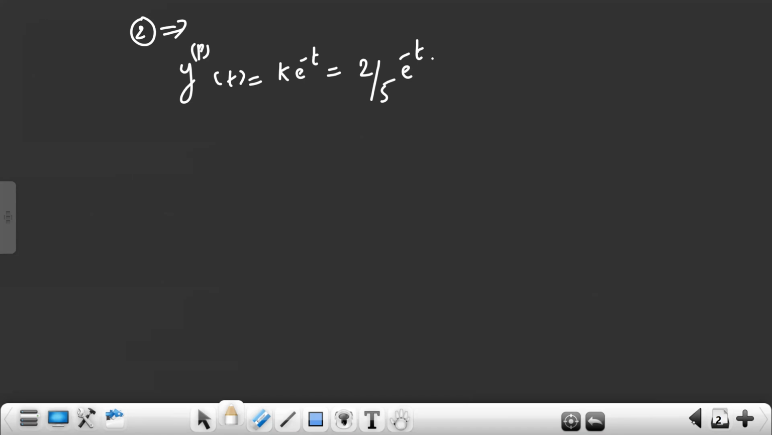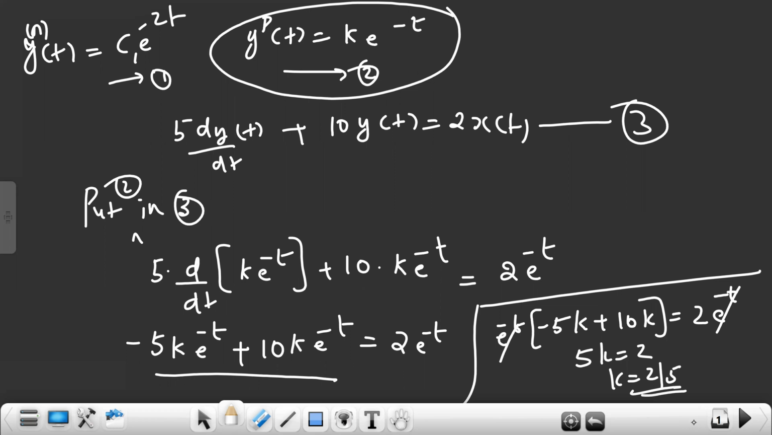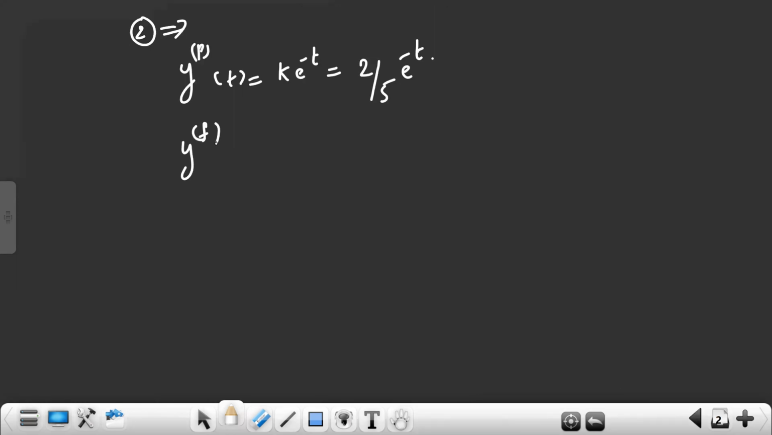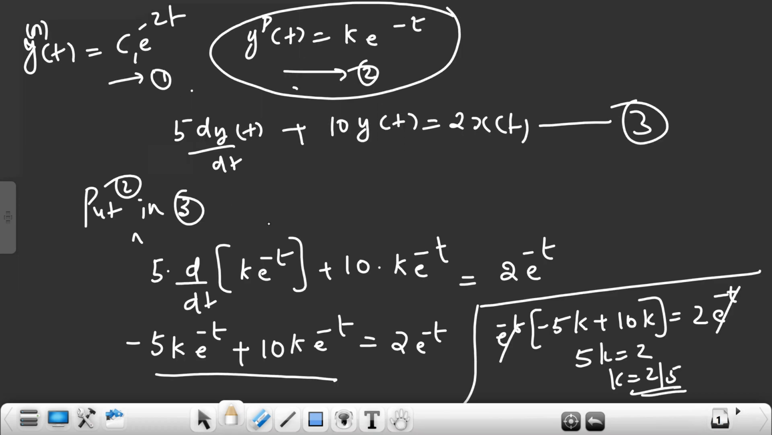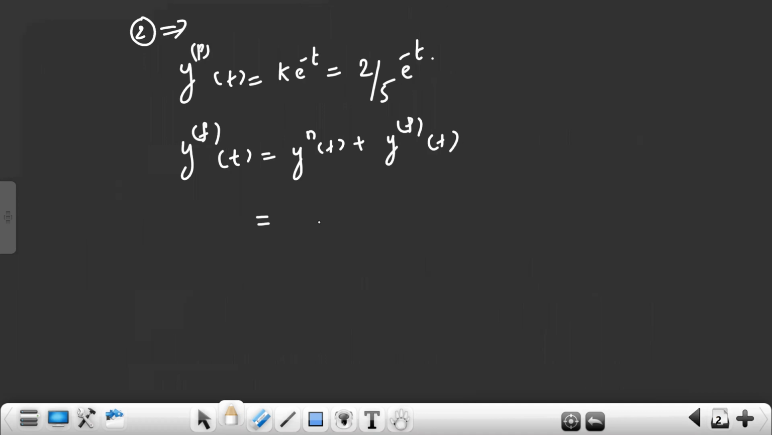Now, what is a forced response? Yesterday, we discussed the forced response. Forced response is nothing but the sum of natural response and particular solution. So, we have to add these two equations. Clear? So, forced response y f of t is equal to natural response y n of t plus particular solution y p of t. We already got the natural response, that is C1 e to the power minus 2t from the first equation, plus your particular solution is 2 by 5 e to the power minus t. This is your forced response. Now I can represent it as equation number 4.